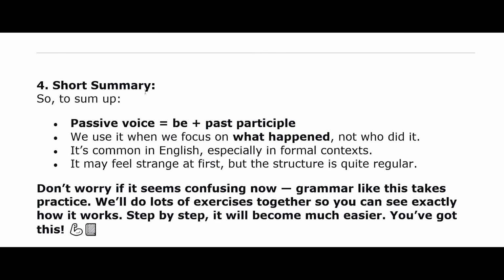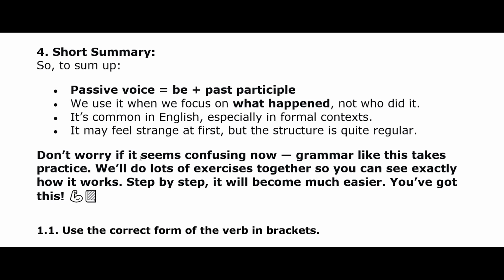So, short summary. To sum up, passive voice, verb be plus past participle in most cases. We use it when we focus on what happened, not who did it. It's common in English, especially in formal contexts. It may feel strange at first, but the structure is quite regular. So don't worry if it seems confusing now. Grammar like this takes practice. We'll do lots of exercises together so you can see exactly how it works, step by step. It will become much easier.